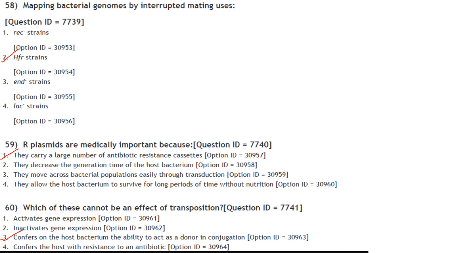Then, R plasmids are medically important because they carry a large number of antibiotic resistance cassettes. That itself is the correct answer. Option 1. Which of these cannot be the effect of transposition? Activates gene expression? Yes. Inactivates gene expression? Yes. Confers on the host bacterium the ability to act as donor in conjugation. That is not the effect of transposition. It is the presence of an F plasmid where the bacterium will act as the donor in conjugation. So answer is option 3.